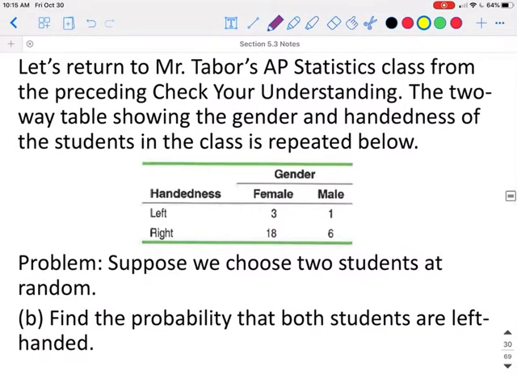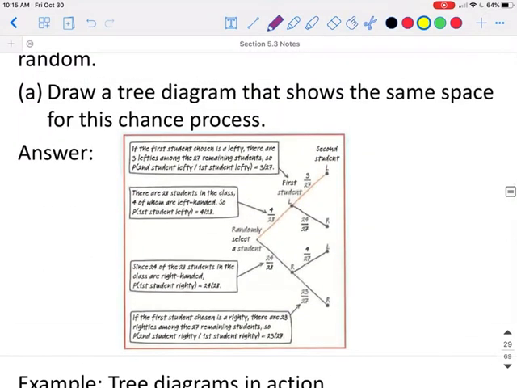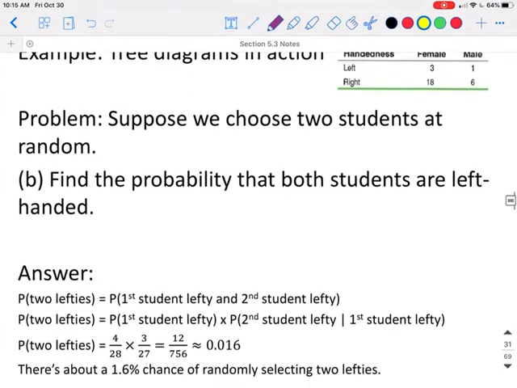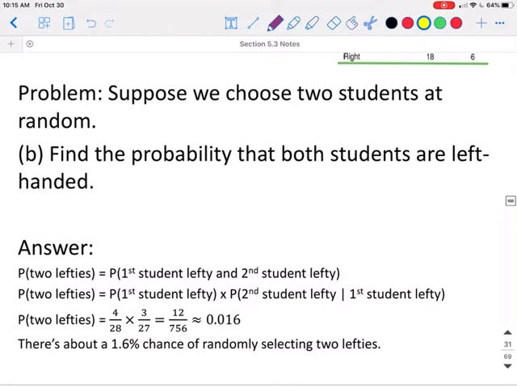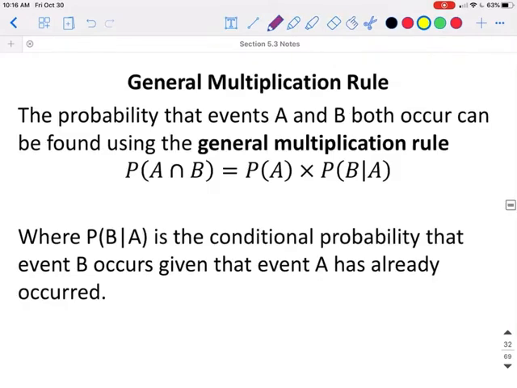Find the probability that both students are left-handed. So if we come back up here to our tree diagram, if the first person is left-handed, we went down this branch, so we had a 4 out of 28 chance. And if the second student is left-handed, we've done this branch of our tree. So in this case, we have 4 out of 28, and then we have 3 out of 27. So the probability is 12 out of 756, or approximately 0.016. So there's about a 1.6% chance of randomly selecting 2 left-handed students.